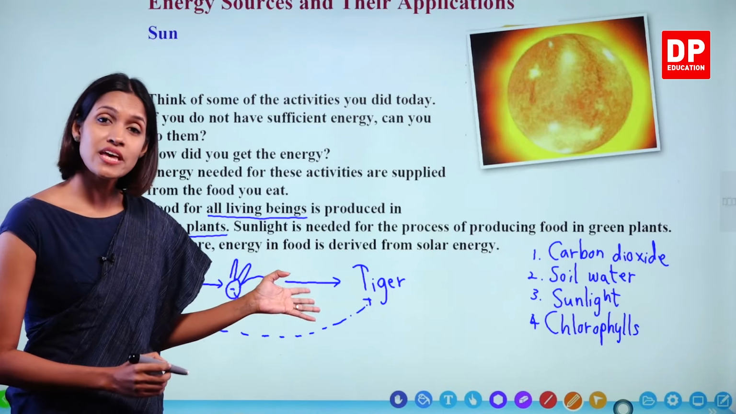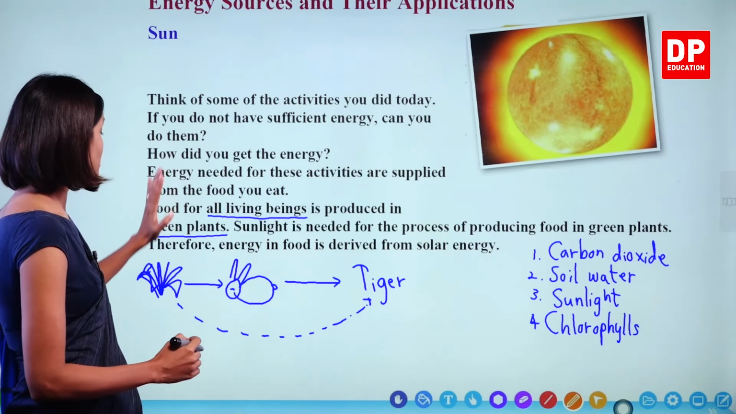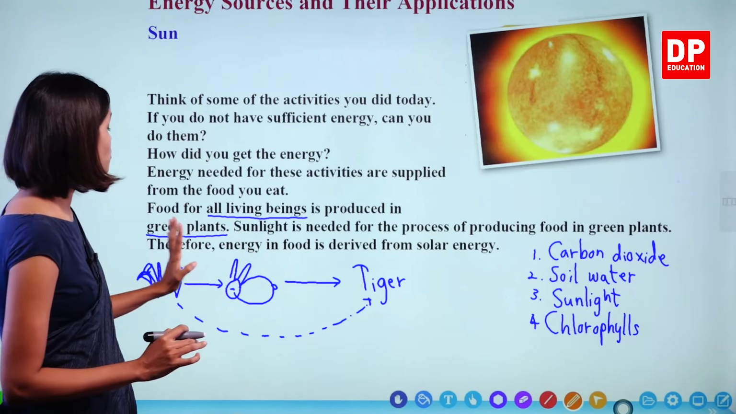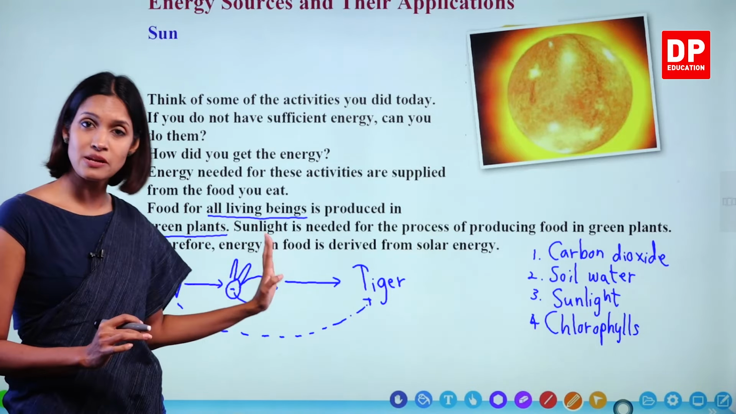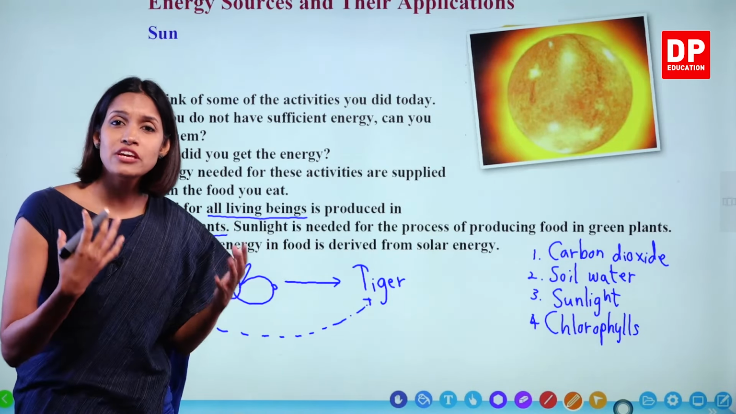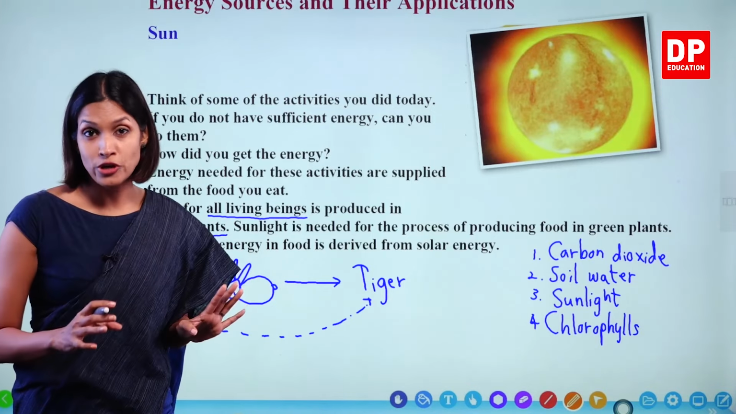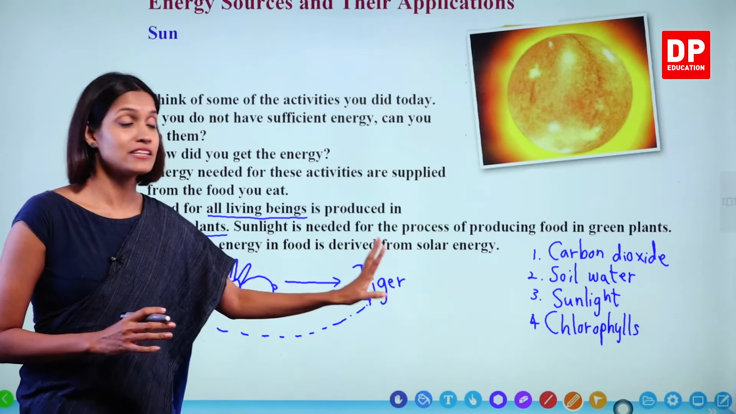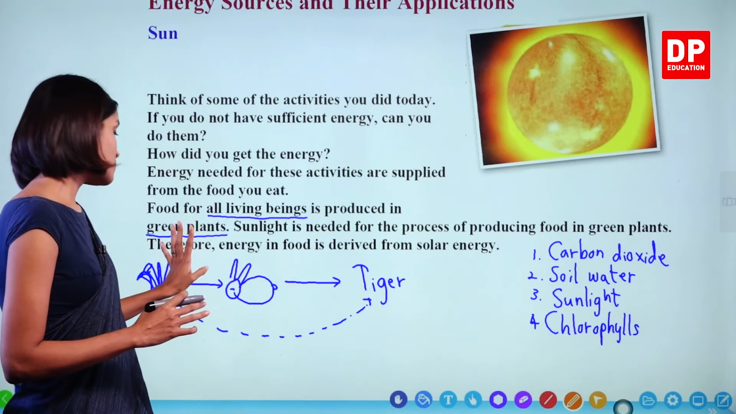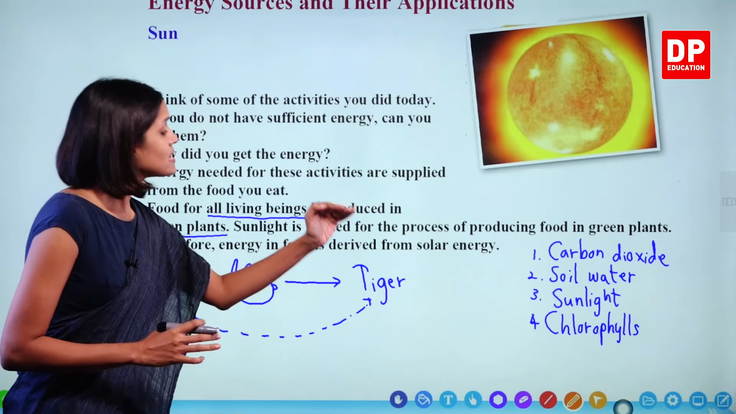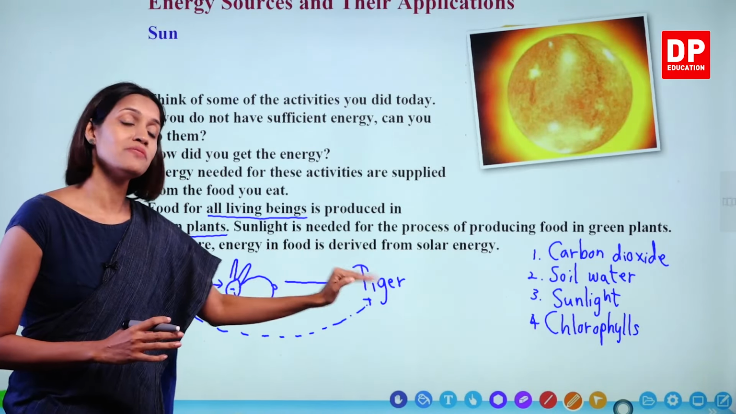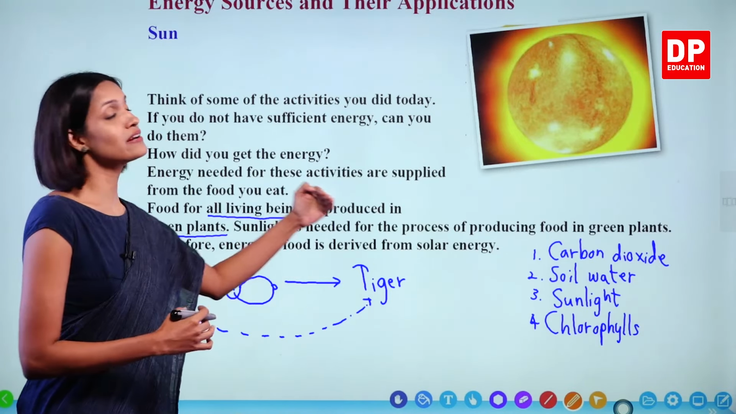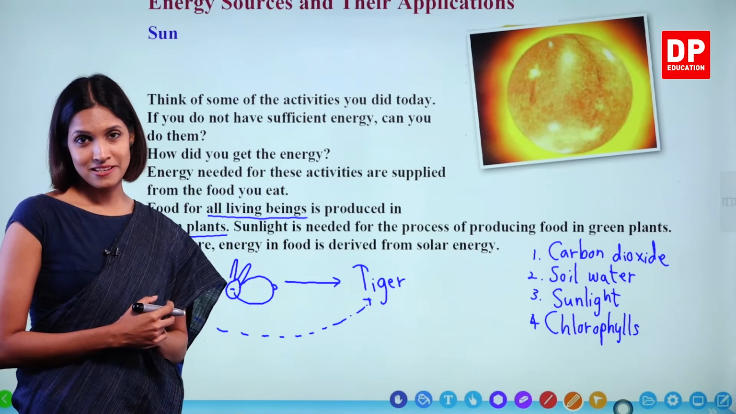So herbivores and omnivores can directly depend on green plants, because they feed on plant-based food items. But what about carnivores like the tiger and lion? They do not directly depend on green plants, but still they use the energy given by the other animals, right? So they indirectly depend on green plants.